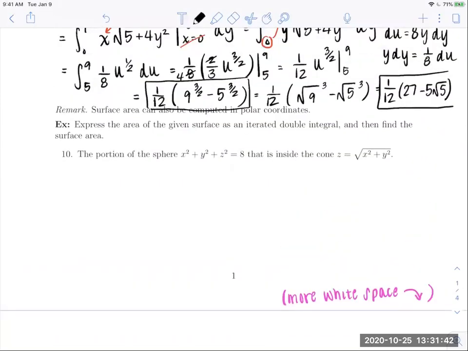All right, so what are we looking for? We want the surface area of the portion of the sphere, and you can see that sphere has radius square root of 8, that is inside the cone. Z equals the positive square root of x squared plus y squared. So I just want to emphasize here, instead of the double cone where we have a cone heading up the positive z-axis as well as down the negative z-axis, this is just the positive square root. So we're only getting the upper cone.